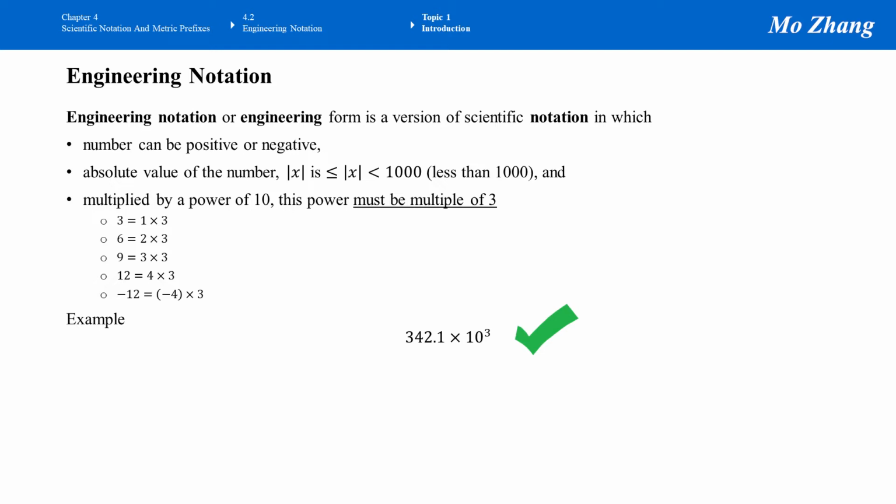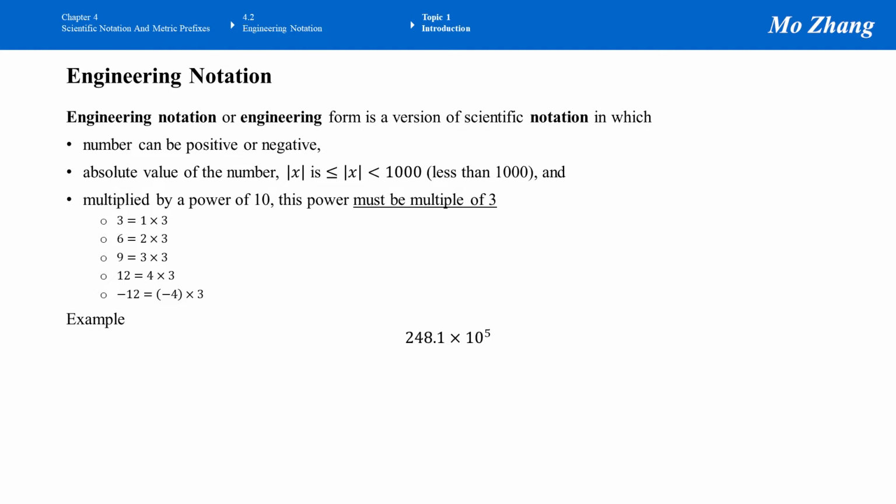How about we try this number: negative 53.7 multiplied by 10 to the power 6. The absolute value of this number is positive 53.7, and it's in the range. It's greater than or equal to 1 and less than 1,000. For the exponent, it equals 6. 6 is a multiple of 3. So this number is also expressed in engineering notation.